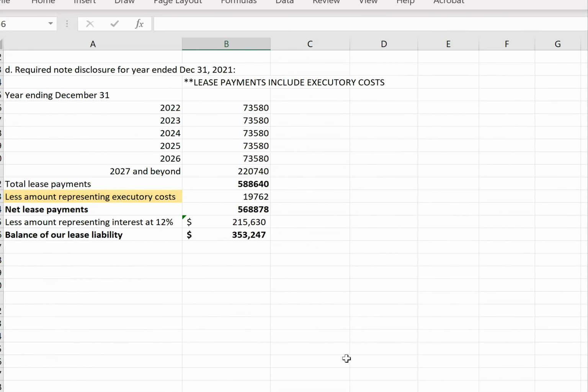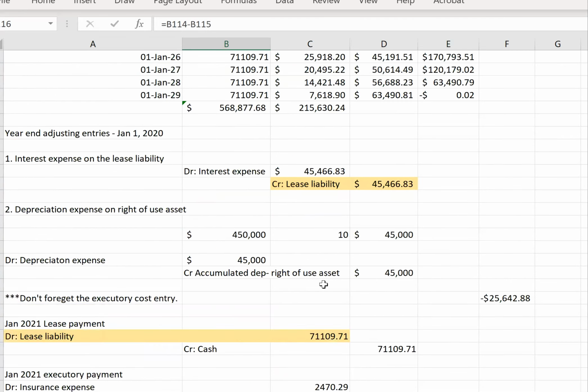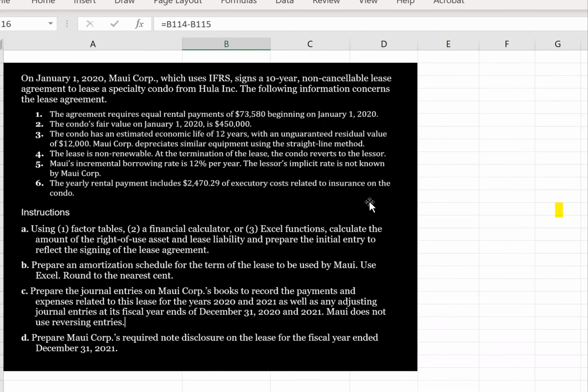So then basically here we get to the interest expense, which was this amount, and then the balance of our lease liability is the net of the total lease payments less the executory costs. And then if we take off the interest expense that we'll incur over the 8 years, then the balance of our lease liability is shown here as $353,247. And that takes us through this question.